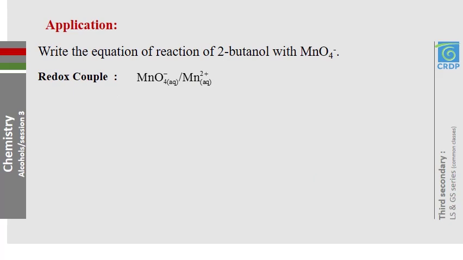Okay, right now you have to write the equation of reaction of 2-butanol with MnO4 minus by yourself. Yes, I am going to give you some hints. So 2-butanol: carbons 1, 2, 3, 4, and on carbon number 2 you have OH. This is 2-butanol. By oxidation, this 2-butanol will become what? A ketone. Only here the change will occur, isn't it?